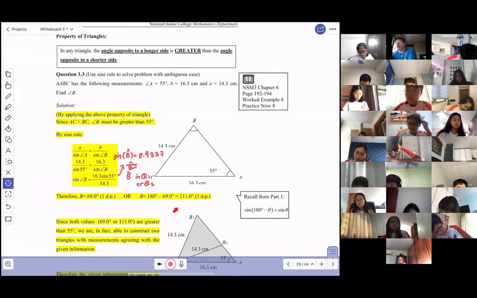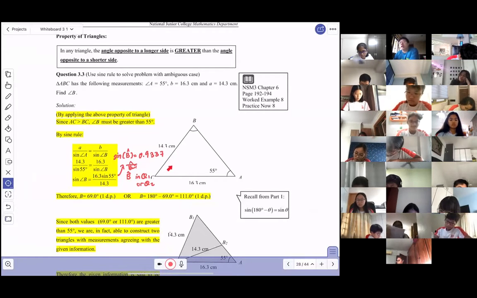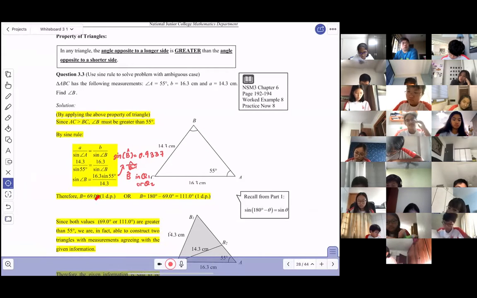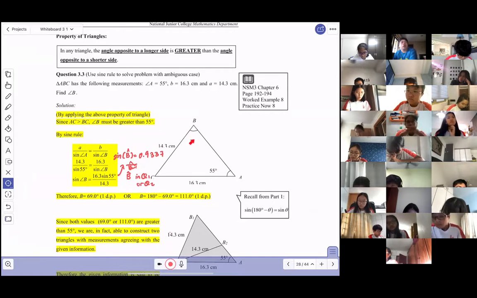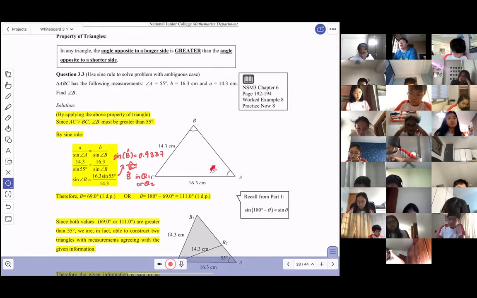This question is particularly challenging. Don't worry, we won't set such an ambiguous one. If it is so ambiguous, I will try to hint you a bit. Usually, if you notice why 111 is possible, it is because 111 plus 55, if you add them up, is still below 180. If the two angles add up to more than 180, then it's not possible. So when we accept 111, we must also check: does it violate any property of triangles?